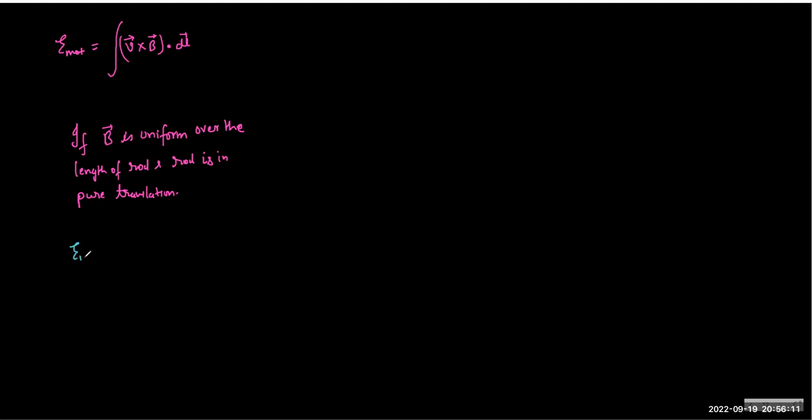So in such case, we can rewrite the above formula as V is constant, B is constant. So take it out. The dot will be there, and then dl vector will be inside. So what is the integration of dl vector? It is the displacement.